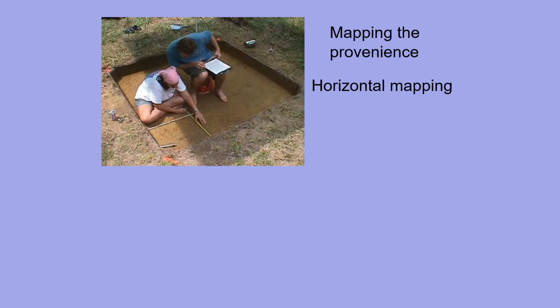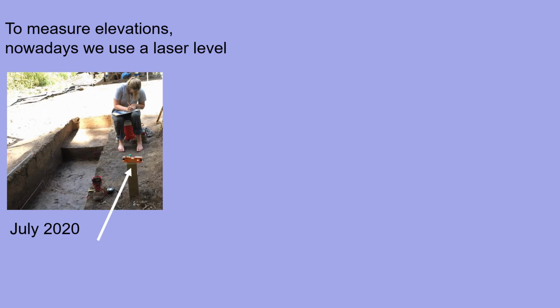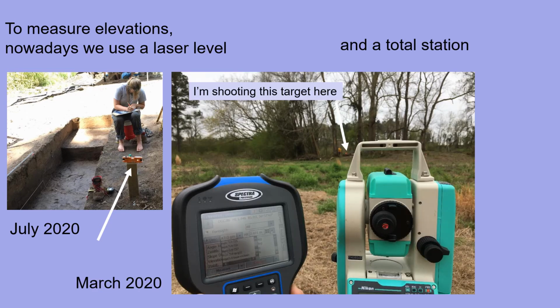Here's an example of two students doing horizontal mapping of something and vertical mapping. We used to use a string with a line level on it, stretched from a datum. Nowadays, we use a laser level and a total station. Here I am in March of 2020 shooting this target far away down inside a backhoe trench.